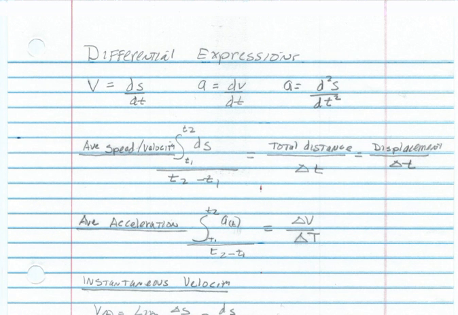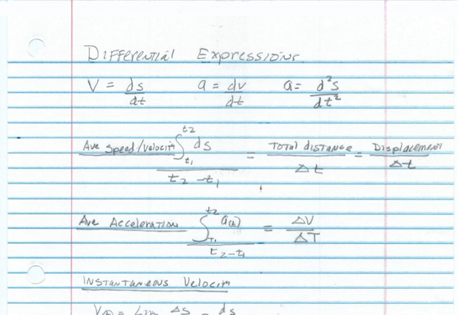To get average speed or velocity, we use the mean value theorem from calculus. The integral of ds from t1 to t2 divided by t2 minus t1. Essentially, that's the total displacement over time, or the total distance over time. Depending on if you want velocity, it's displacement. If you're looking at speed, it's distance over time.